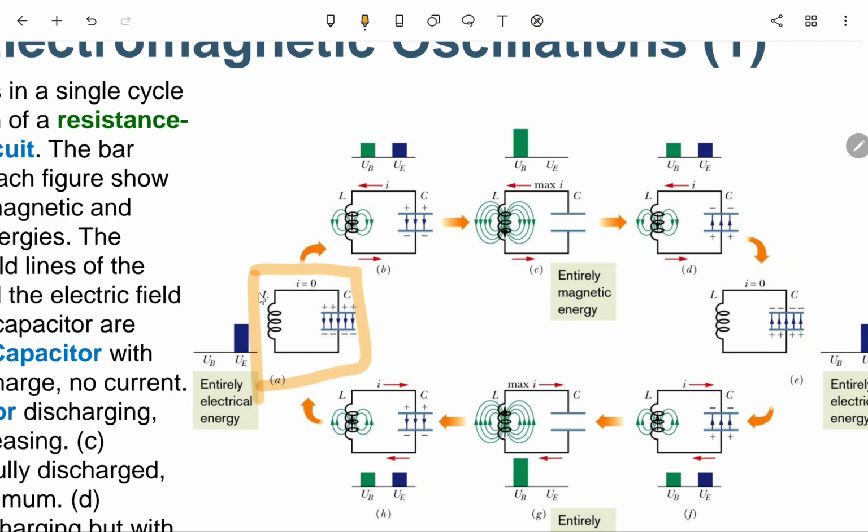At the beginning, we assume all the energy is stored at the capacitor. Actually, you can arbitrarily start at any subfigure, but we can just start here. So all the energy is stored at the capacitor, and no energy is stored at the inductor. So we have UE maximum, and UB is zero.